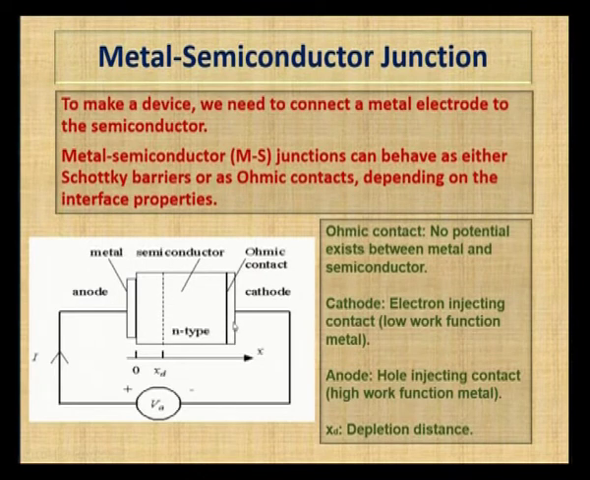This is a cathode, where the electron is injected. This has a low work function metal, and the anode is a hole injecting contact, a high work function metal. So, this contact has high work function. Then XT is the depletion distance, the depletion layer is formed inside the semiconductor, that length is expressed as XT.